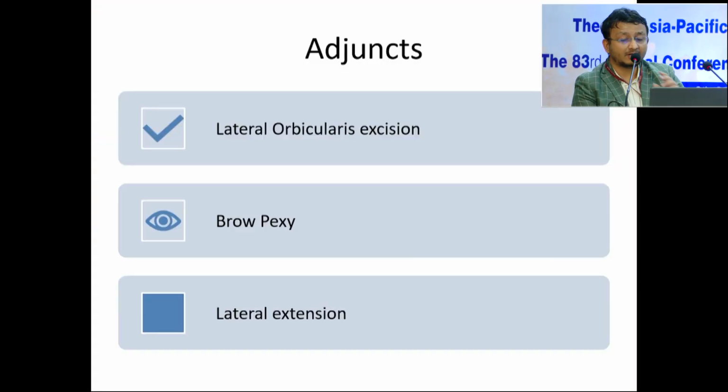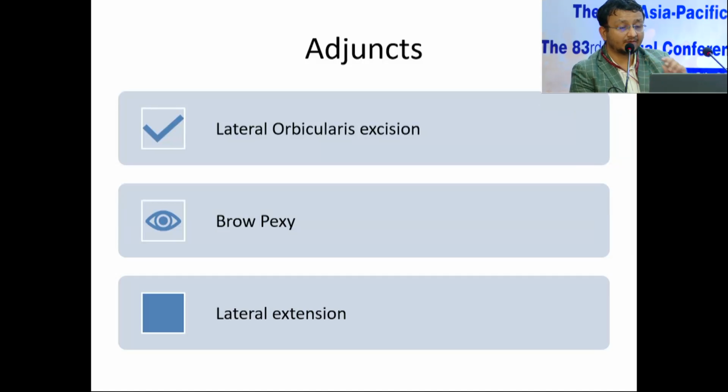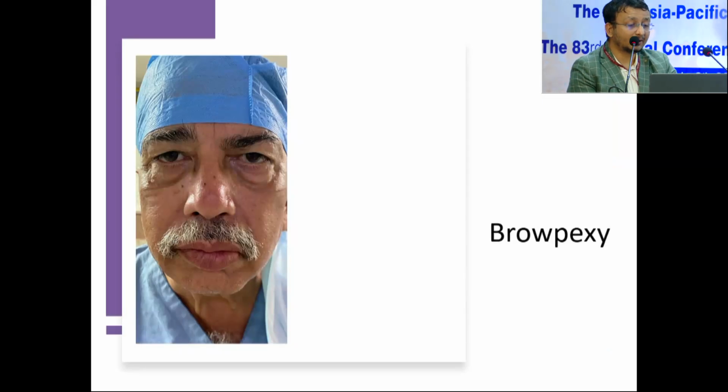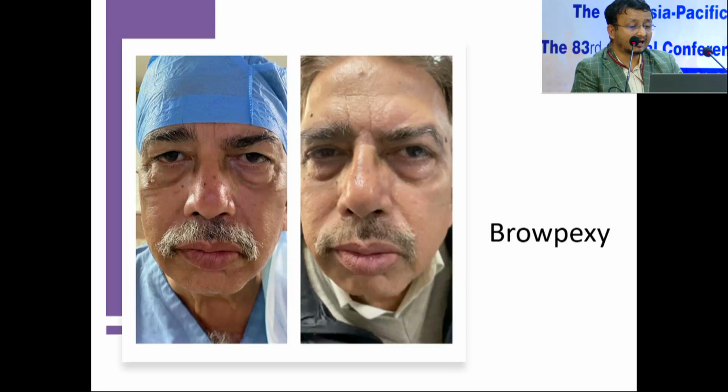The adjuncts for upper lid blepharoplasty include a lateral orbicularis excision, where you can provide some brow lift in female patients especially, and an endobrow pexy. This was a gentleman who had a left-sided brow droop, who underwent a bilateral upper lid blepharoplasty, and an endobrow pexy was done for him. He was not very concerned about the lower lid eyelid bags. That improved his visual fields very well.